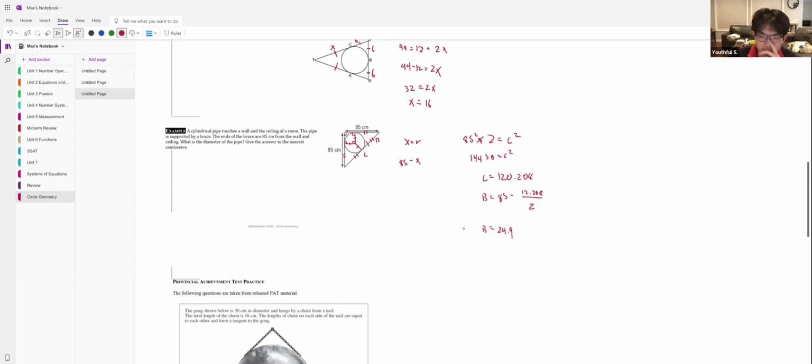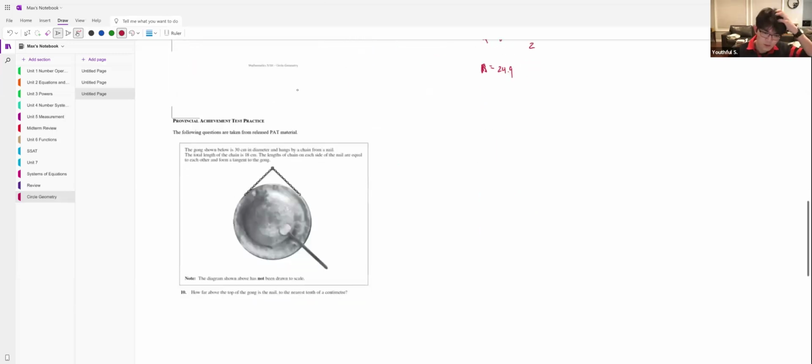Sorry, not B. No, this isn't B. I'm sorry. The radius is equal to that. So this radius here is equal to 24.9. It's asking us for the diameter of the pipe, so that's just twice of that. That's 50 to the nearest centimeter, right? So 50. Does that make sense?